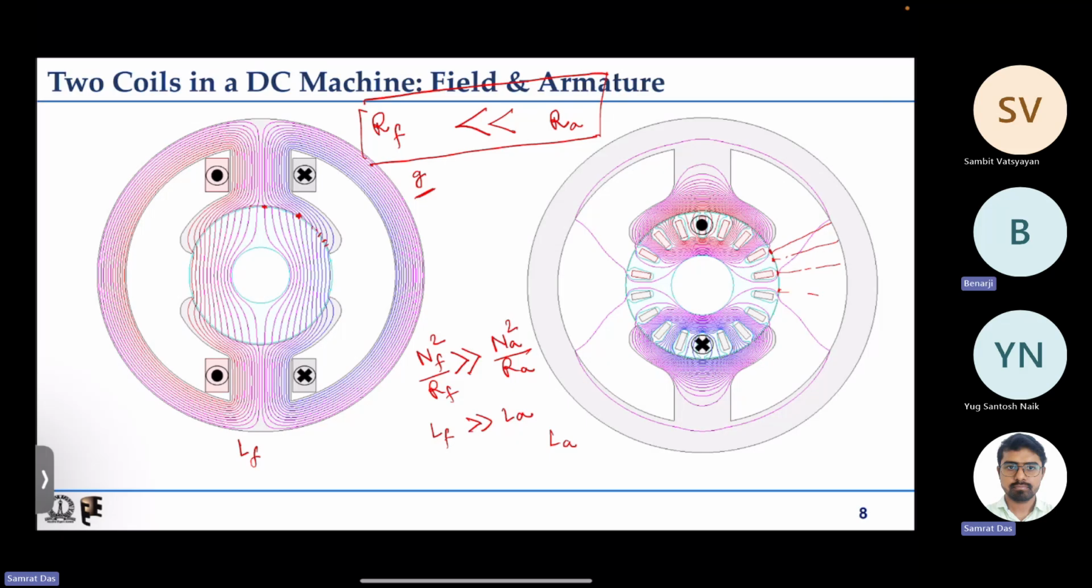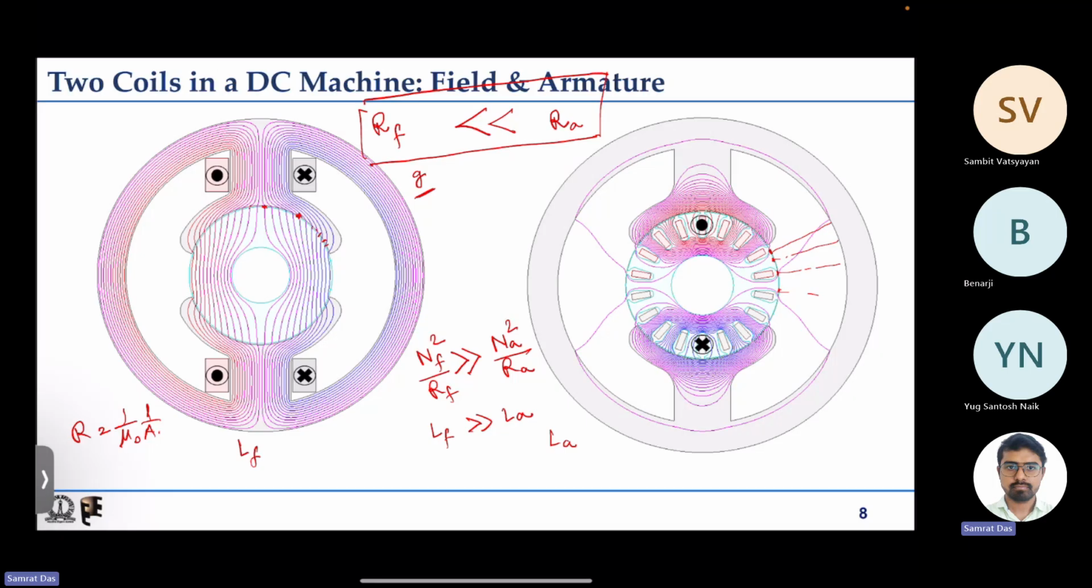Sir, reluctance is proportional to 1 by mu naught mu r into L by A, right? Could you please comment on mu r? We are discussing the armature, the air path reluctance, not the iron part. So mu is always mu 0.